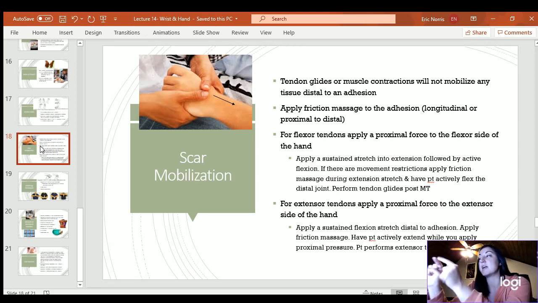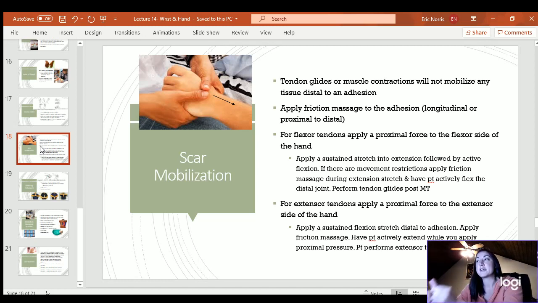So it's not if it's in the flexor tendon. So wherever the adhesion is, the area distal to that will not be able to mobilize as that tendon is activated, as the muscle is contracted, pulling on the tendon to move that finger.